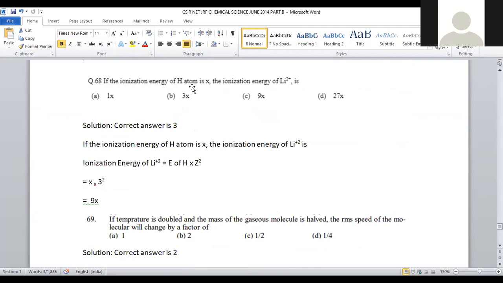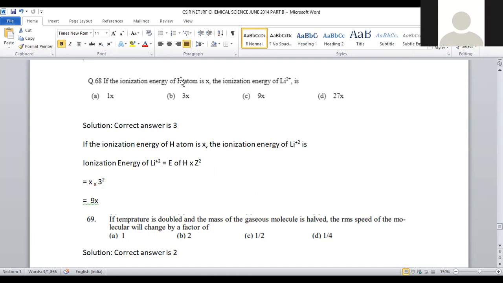If the ionization energy of the hydrogen atom is X, what will the ionization energy of Li2+ be? So the ionization energy of hydrogen is given, and Li2+ is to be predicted. Obviously, compared to a neutral atom, for a positively charged ion the magnitude will be larger in order to pull the electron. Whenever positive charge is there, the size of the atom will be contracted and the nuclear charge effect will be raised, and that will not facilitate the removal of the electron. What is meant by ionization energy? The amount of energy required to remove the electron from a neutral gaseous atom is called ionization energy.